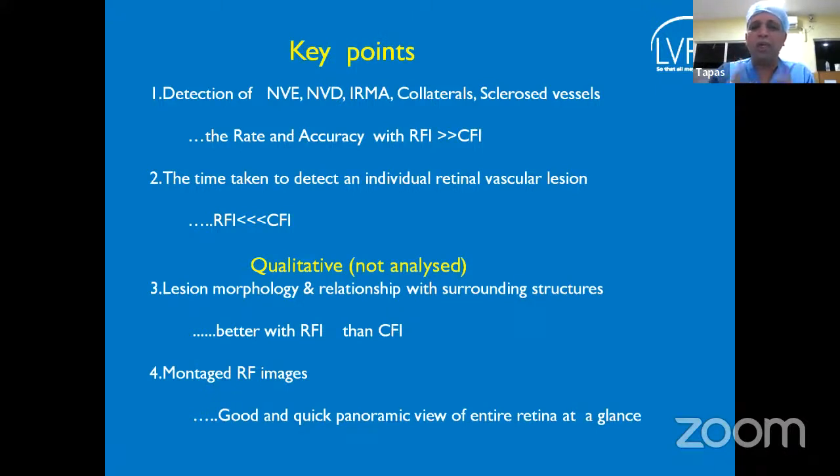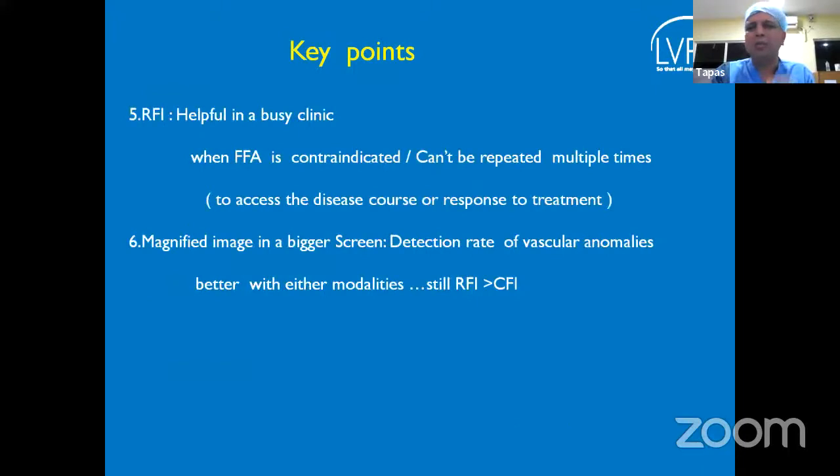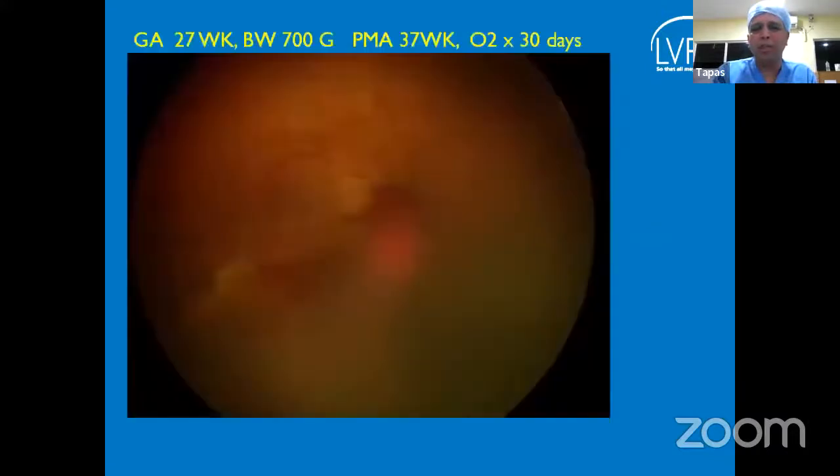The montaged red-free images can give a good and quick panoramic view of the entire retina at a glance, and help in making sure that I am not missing any important retinal vascular pathologies. Helpful in a busy clinic, when FFA is contraindicated or can't be repeated multiple times. With magnified images on a bigger screen, the detection rate of vascular anomalies is better with either modality. Still, RFI is better than CFI.